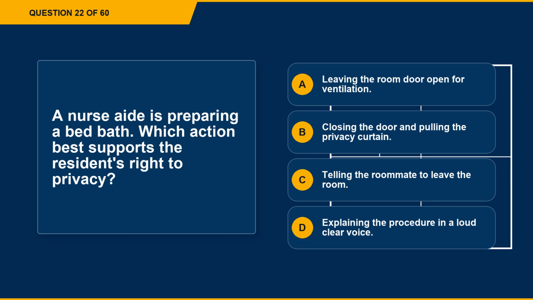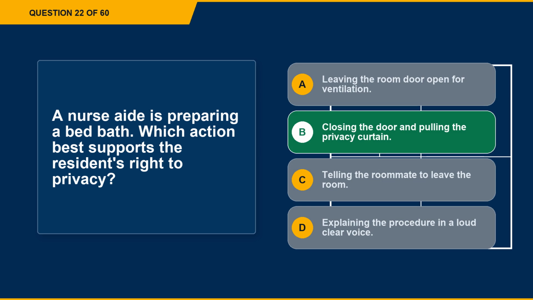Question 22. A nurse aide is preparing a bed bath. Which action best supports the resident's right to privacy? Option A, leaving the room door open for ventilation. Option B, closing the door and pulling the privacy curtain. Option C, telling the roommate to leave the room. Option D, explaining the procedure in a loud, clear voice.